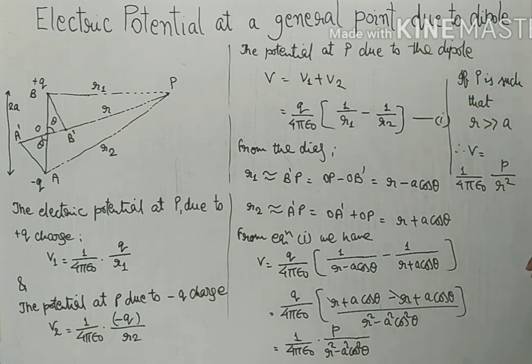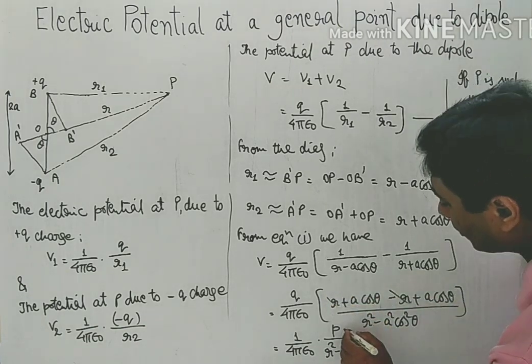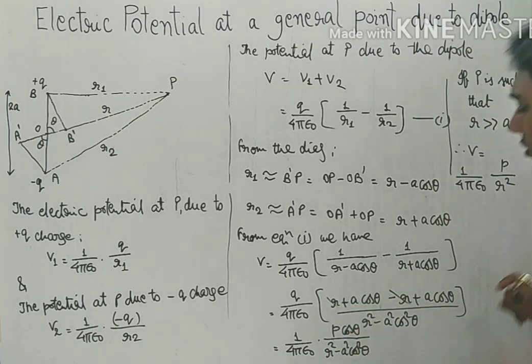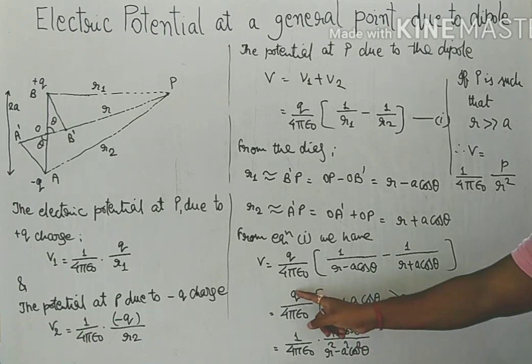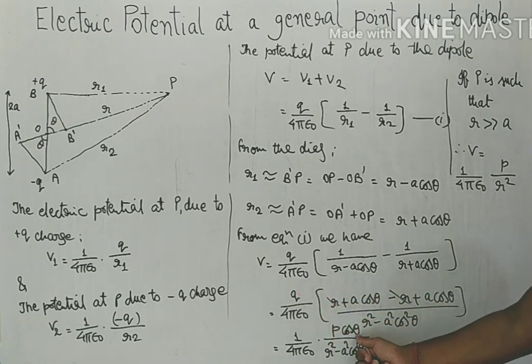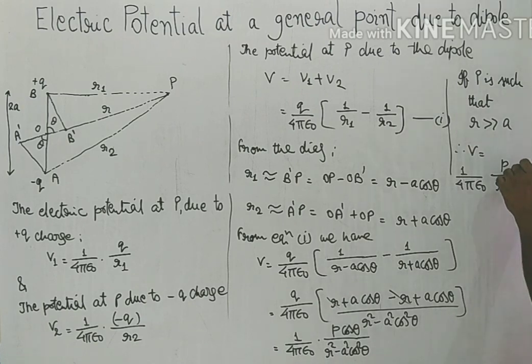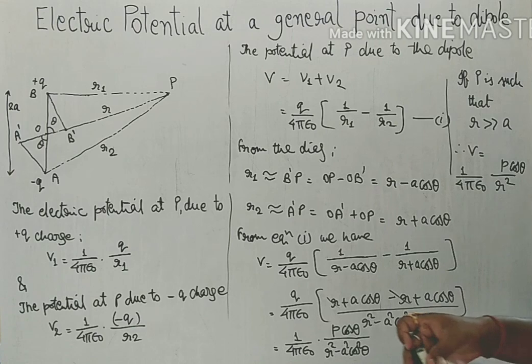Now here there's a mistake. Here cos theta would also be there, because this is 2a cos theta, and that 2a along with this q will make p, but cos theta will remain as it is. So here also you make the correction, cos theta. Now we can go for the discussion points.